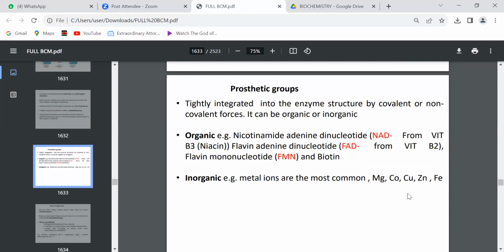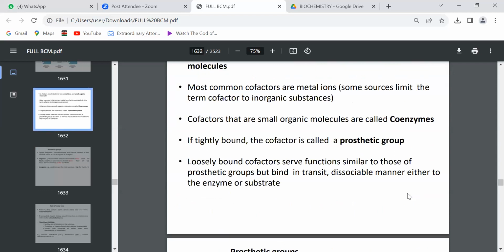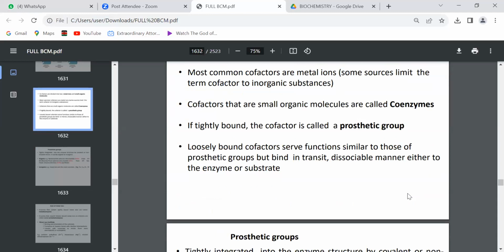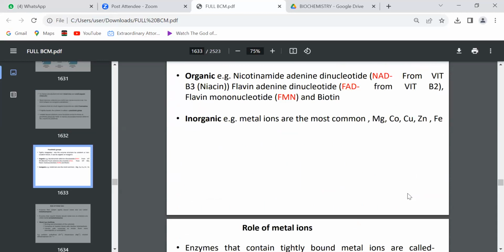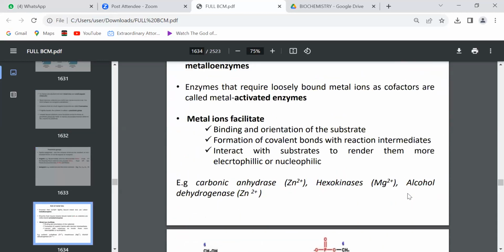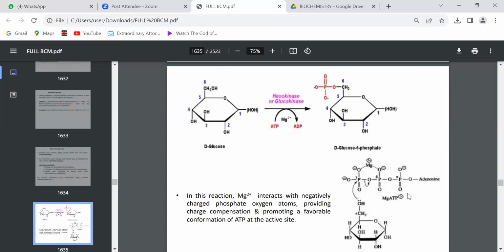Then we said we also have small organic compounds. Those are coenzymes, and if tightly bound, the cofactor will then be called a prosthetic group. It's not normally there, but you have to bind it there for the enzyme to catalyze that reaction. This we'll see when we are doing the metabolic pathways, but that's just about it.